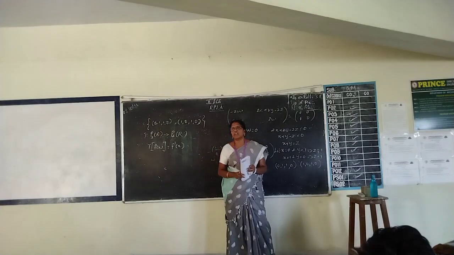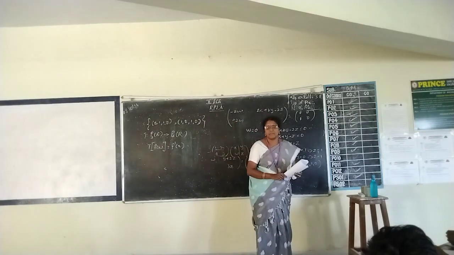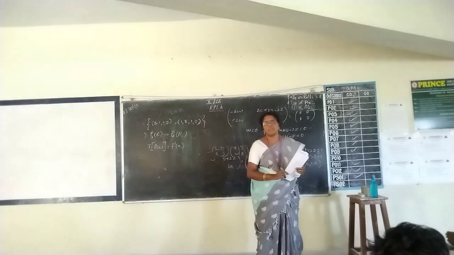The dimension will be equal to 3. Not dimension, the rank of T will be equal to 3. Is it clear, everyone? Yes.